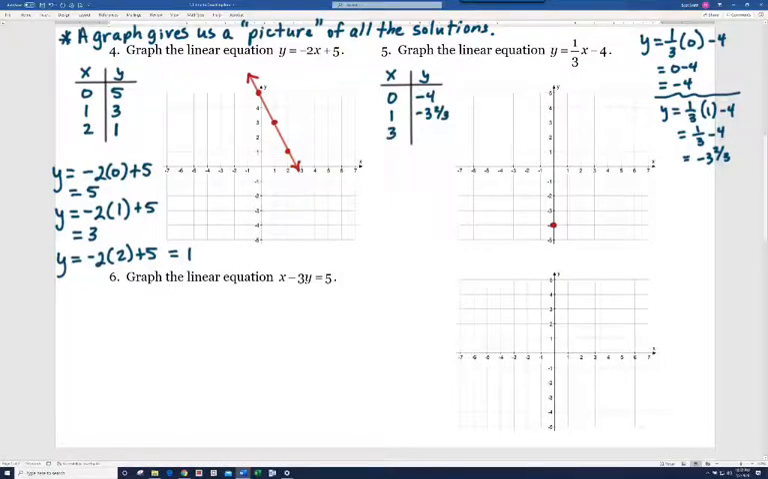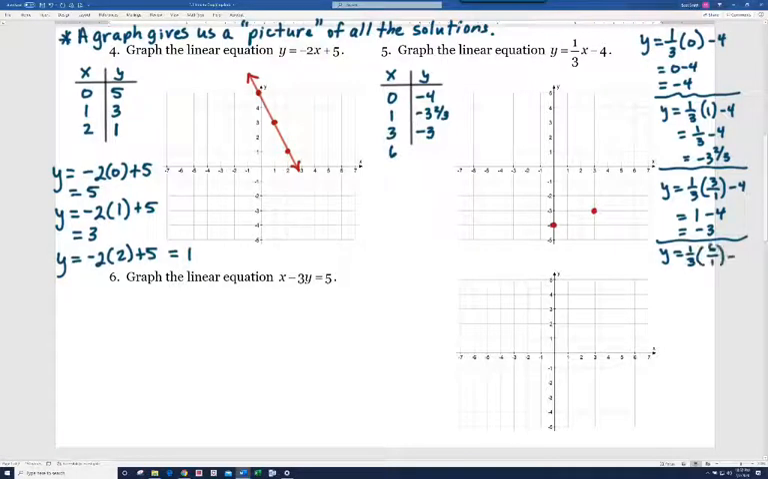So let's choose 3. So we plug in 3. Of course, 1/3 times 3 is going to be 1. Those are in fact reciprocals. And 1 minus 4 is negative 3. And so (3, negative 3) goes there. And again, I want to find one more point. Let's go ahead and use 6. So we get 1/3 times 6 over 1 minus 4. 6/3 is 2. 2 minus 4 is negative 2.